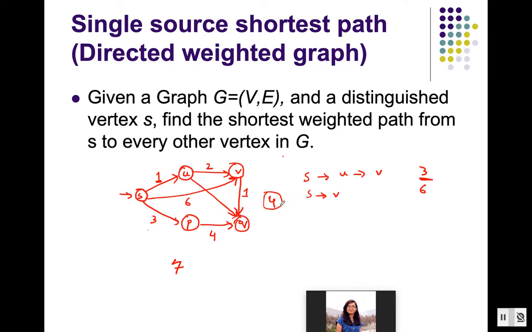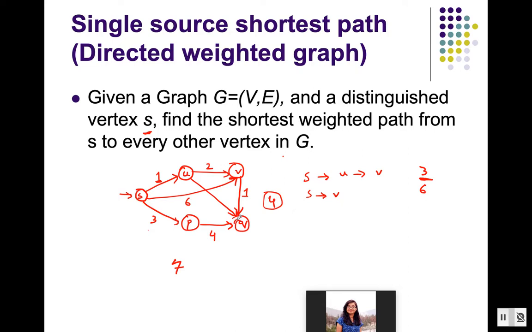So in the single source shortest path problem, given a directed weighted graph, we are going to consider one distinguished vertex S. From this single source we are going to find the shortest weighted path from S to every other vertex.